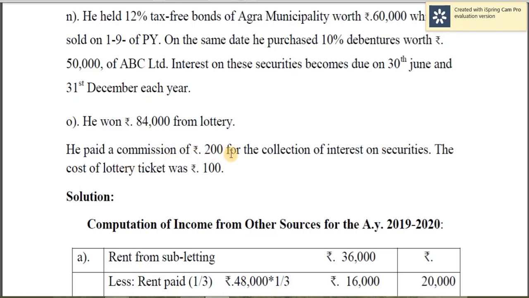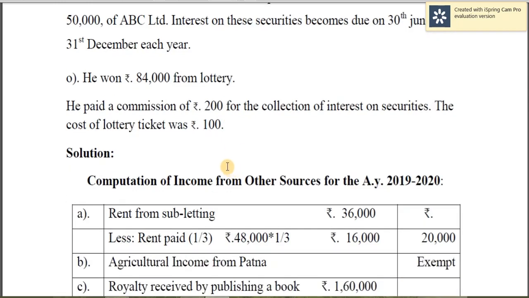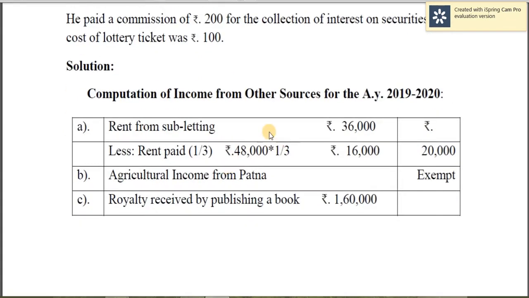You get a commission of 200 for a collection of interest on securities. This is deductible. The cost of lottery ticket was 100. This is not deductible because any expenses incurred in the case of casual incomes like winning from lottery, crossword puzzles, races including horse race, betting, this expense is not at all deductible from such incomes. Okay, just have a quick glance over this.